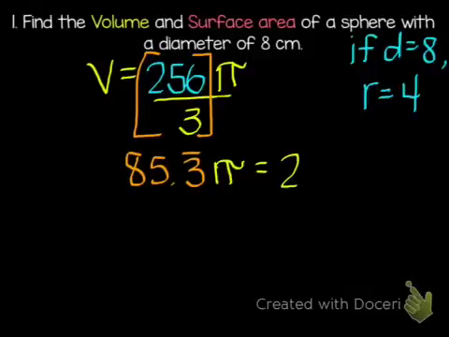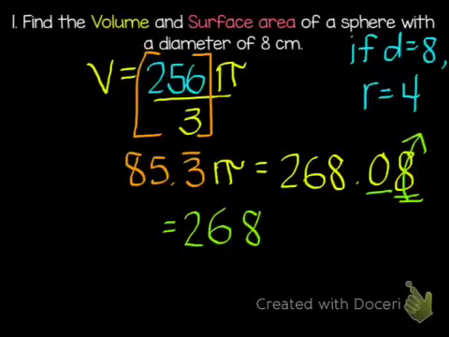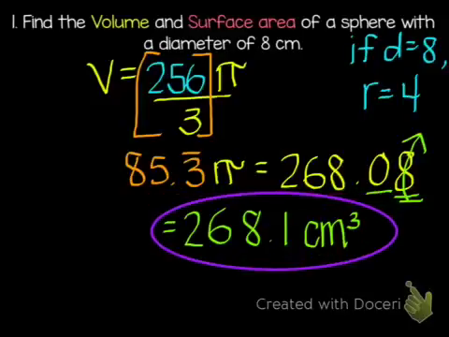So I get 268.08. For rounding, I want to take a look at this number in my hundredth spot. 8 is larger than 5, so this one is going to go up. So my final answer for volume is a volume of 268.1, and they told us that it's in centimeters, so it's going to be centimeters to the third power because we're doing volume. So that was for the volume.